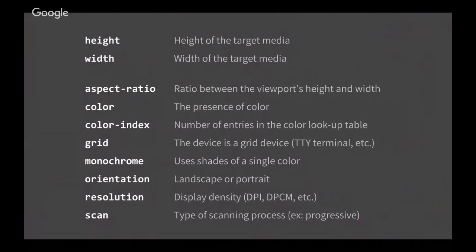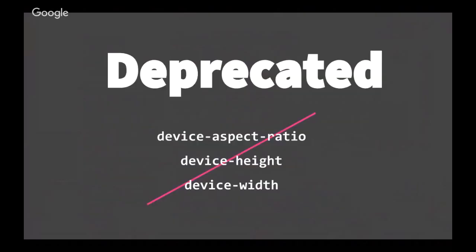These are important. They allow us to really dig into the capabilities of the device, the quality of its screen, its physical orientation in space, how it handles color. However, a lot of the time in these lists, you will also see these 3 deprecated features: device aspect ratio, device height, and device width. Simply put, don't use them. Remember, it's near impossible to know what a device is, but we can react to how the device behaves.